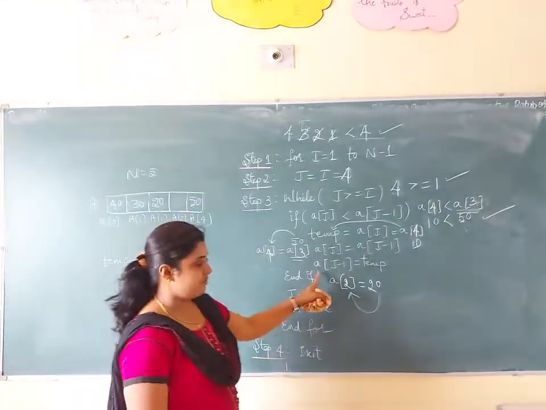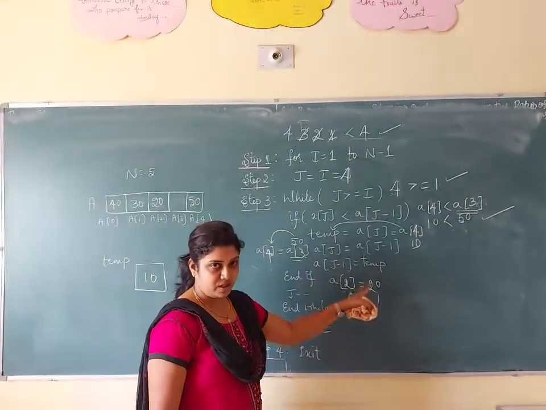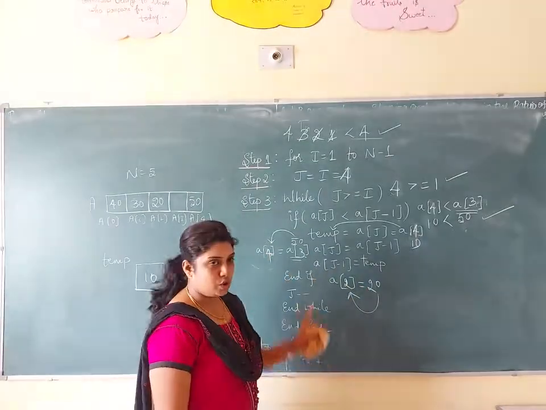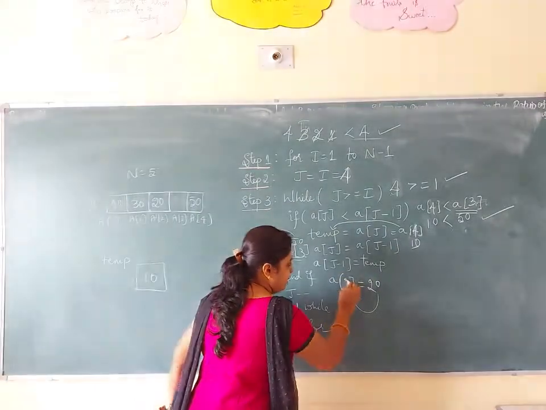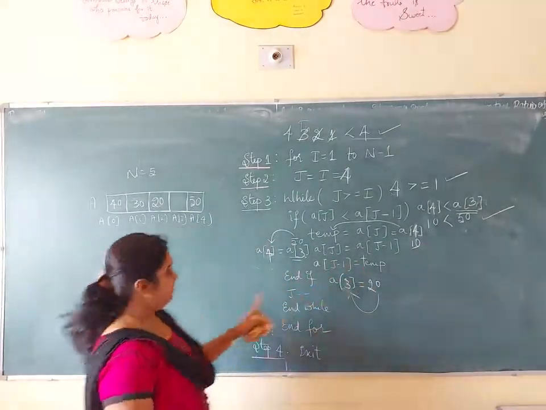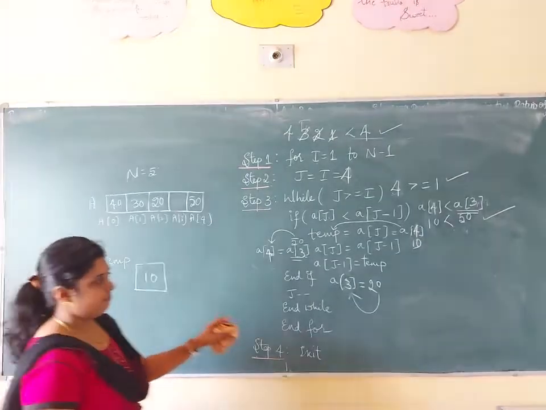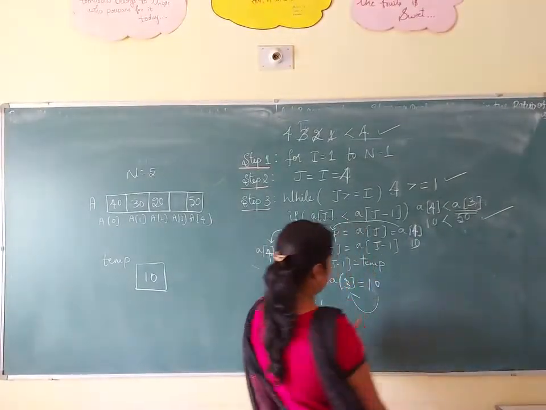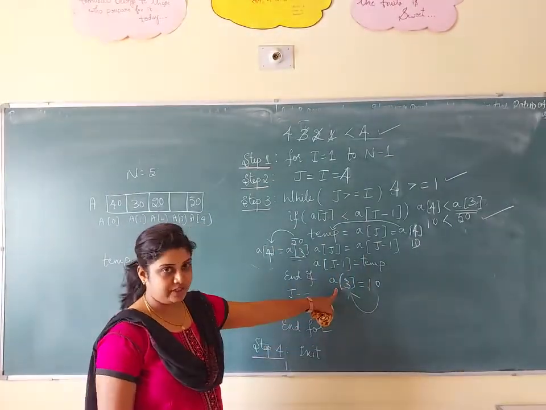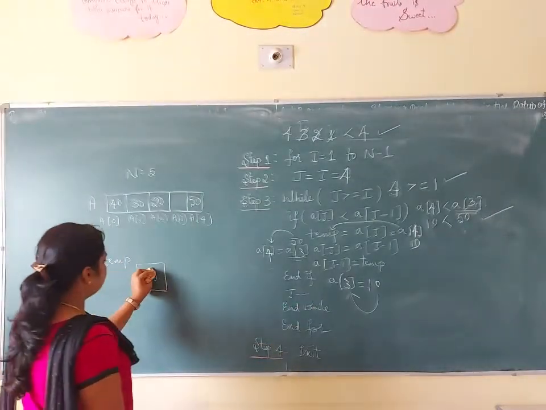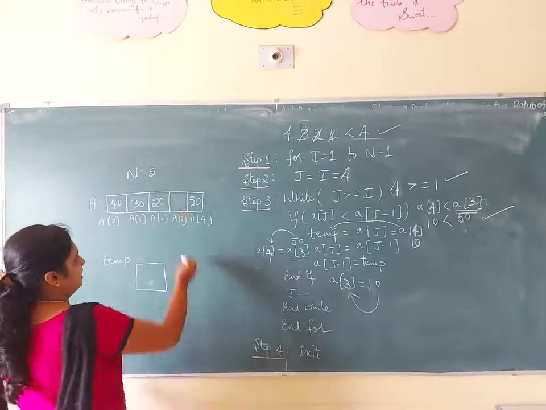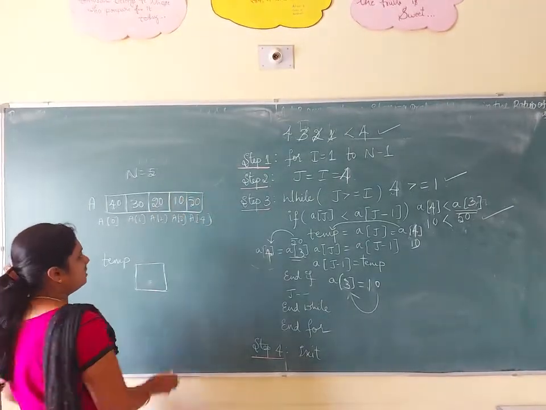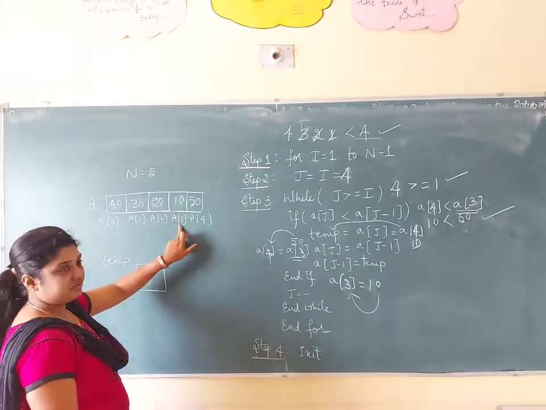Then again it will come here, A of j minus 1. That is, j value is equal to 4. 4 minus 1, you will get how much here? 3. A of 3. And in the temporary variable we have an element 10. So the 10 will be assigned to which position? A of 3. Now the element 10 in the temporary variable will be assigned to the position A of 3.